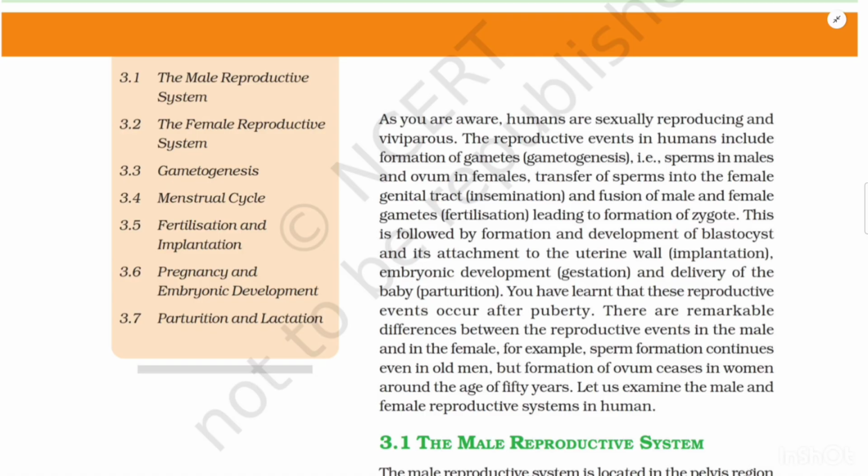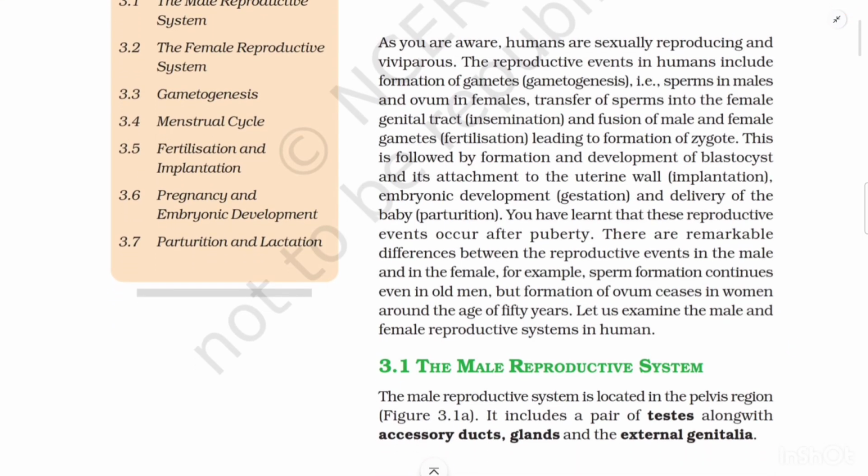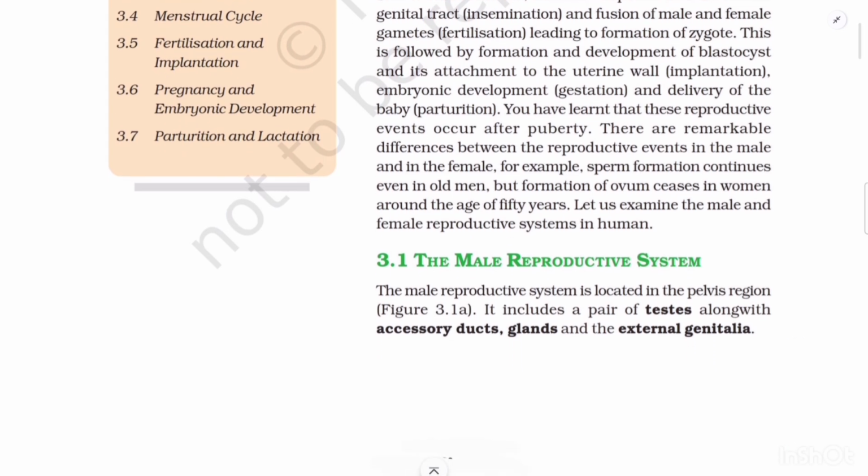This is followed by formation and development of blastocyst and its attachment to the uterine wall, that is implantation, embryonic development, that is gestation, and delivery of the baby, parturition. You have learned that these reproductive events occur after puberty. There are remarkable differences between the reproductive events in the male and in the female. For example, sperm formation continues even in old men, but formation of ovum ceases in women around the age of 50 years. Let us examine the male and female reproductive systems in human.